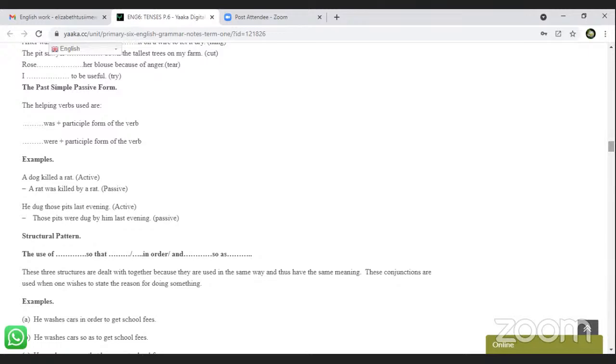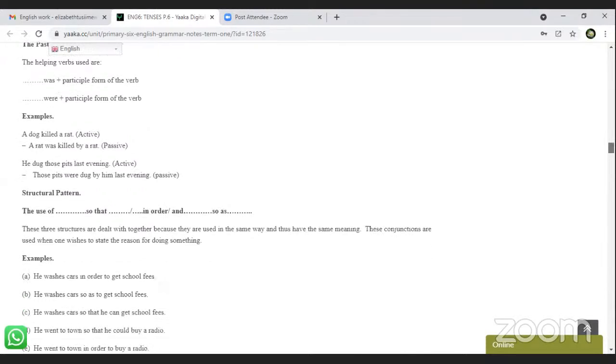He dug those pits last evening. Those pits were dug by him last evening. After that, there are some structure patterns. The use of so that, in order, and so as. They all mean the same.